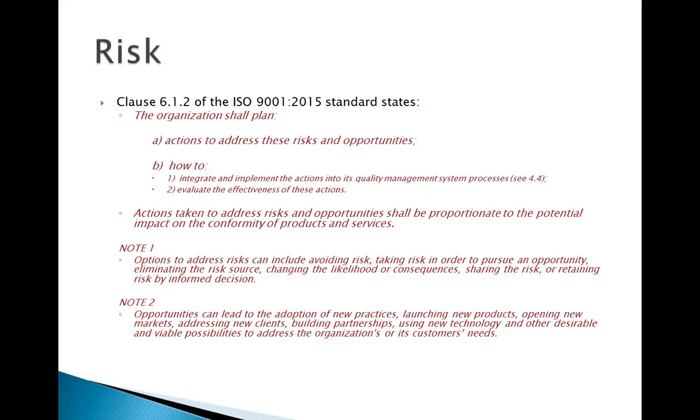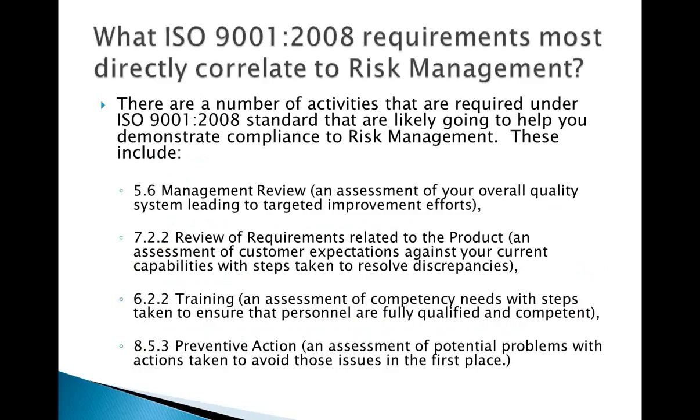And then they say that actions that you take to address risks and opportunities, they need to be proportionate to the potential impact. So in other words, prioritize based on what's going to give you the bang for your buck, obviously recognizing that you can't devote a multitude of resources to every single risk-based thinking type action that you take. Now, in terms of tying together risk-based thinking and risk management to what you're already doing under ISO 9001-2008, we've identified 4 areas where there's a real nice correlation. There's a real direct tie-in. Let's go over those now.